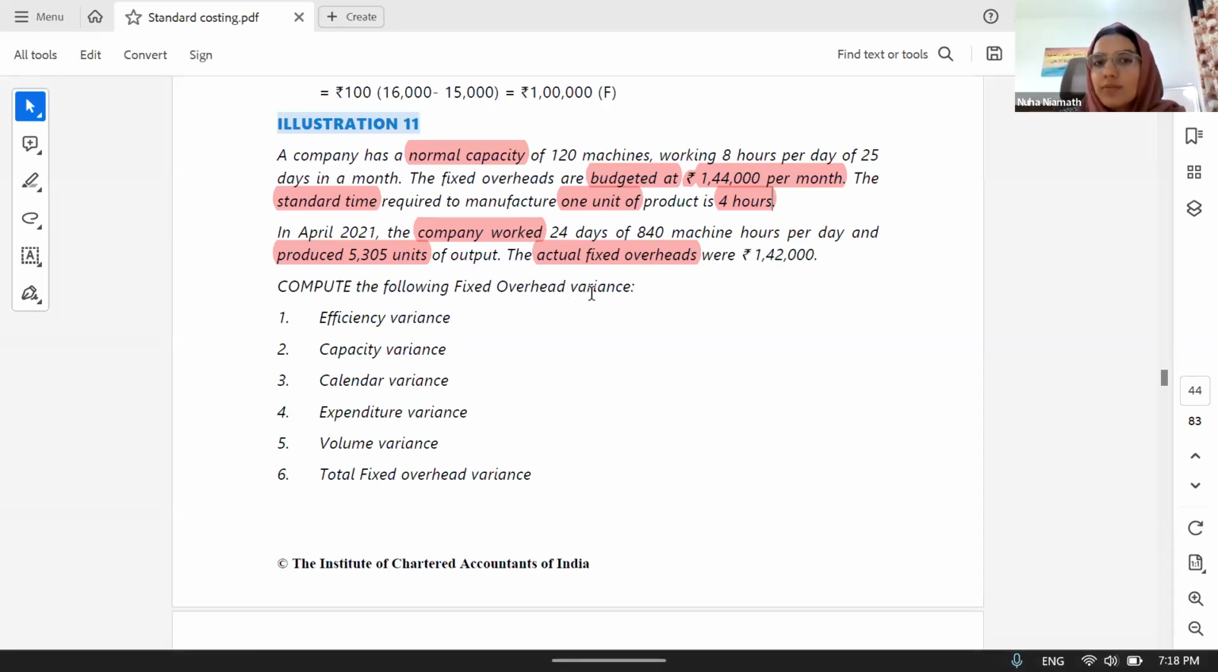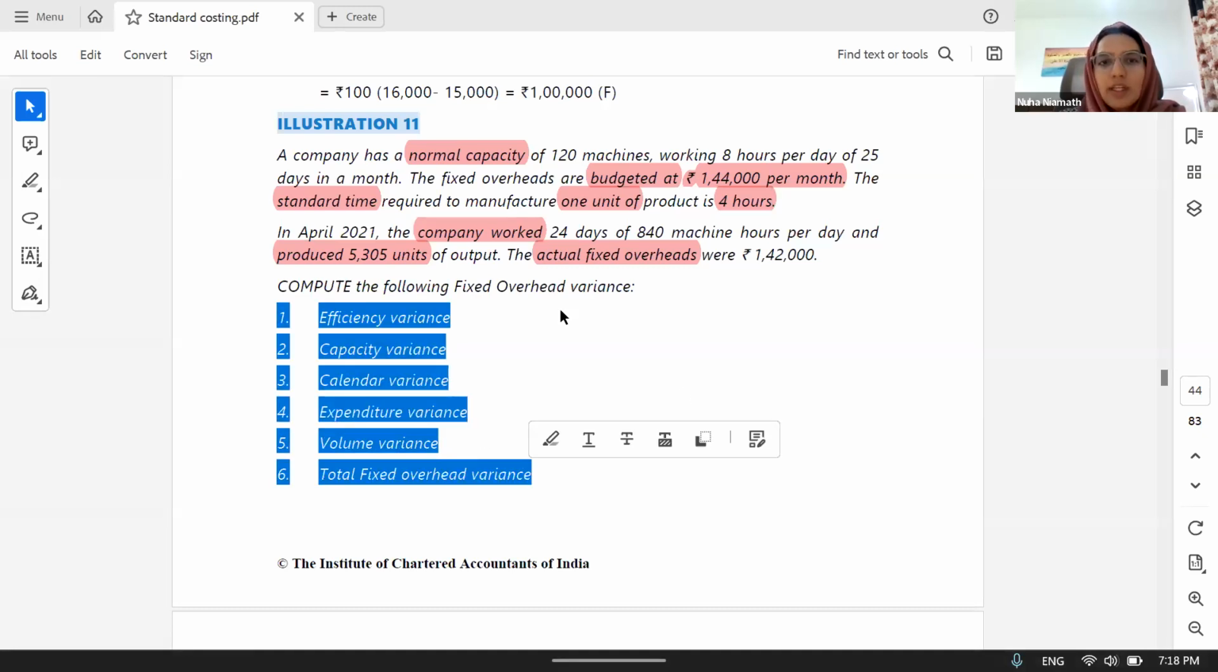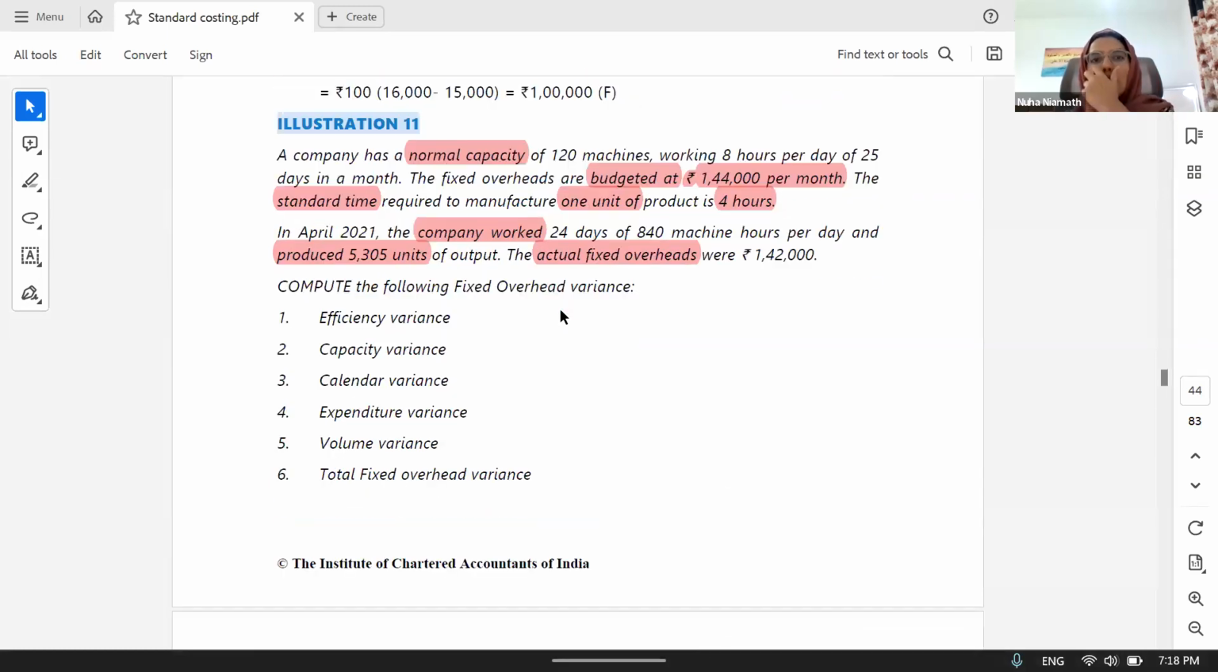Compute the following fixed overhead variances: efficiency variance, capacity variance, calendar variance, basically all the fixed overhead variances that we have seen. The question has already given budgeted and actual. But remember, if they don't give it directly, you will have to calculate it by doing BH into BR or BO into BR, and for actual AH into AR or AO into AR. In the exam, don't freak out. You know all the formulas. Okay, clear?